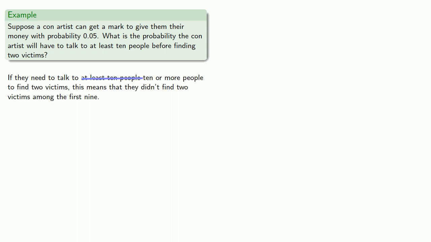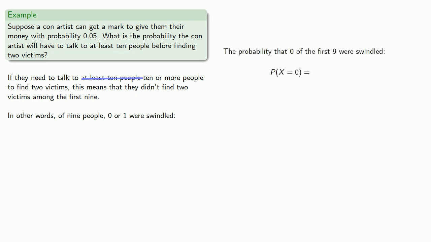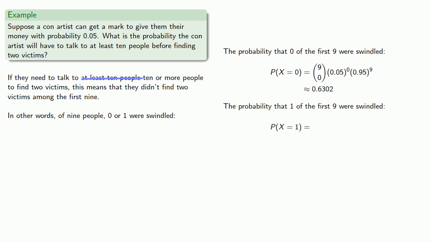This means they didn't find 2 victims among the first 9. In other words, of 9 people, 0 or 1 were swindled. So the probability that 0 of the first 9 were swindled, again, that's a binomial probability, and we can calculate that. The probability that 1 of the first 9 were swindled, again, a binomial probability that we can calculate. And this event, 10 or more people, is the same as saying of 9 people, 0 or 1 were swindled. And so those probabilities give us about a 93% chance that this con artist will need to talk to at least 10 people.